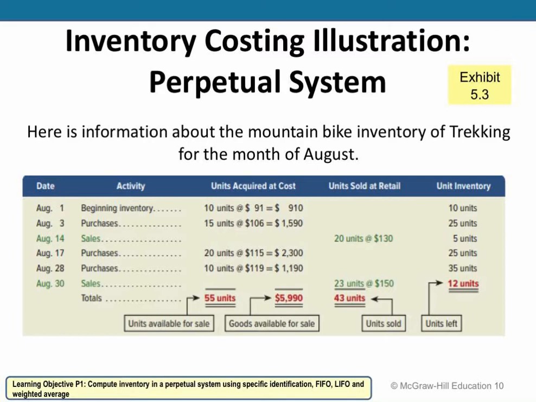What we have for the total amount here is 55 units and then $5,990 for goods available for sale. We're going to sell 43 units. We're going to have 12 units left in the inventory, but we want to know for the costing system how much of the cost of goods sold is going to get assigned there, and then how much is going to get assigned to ending inventory.